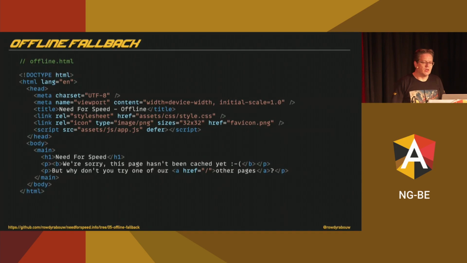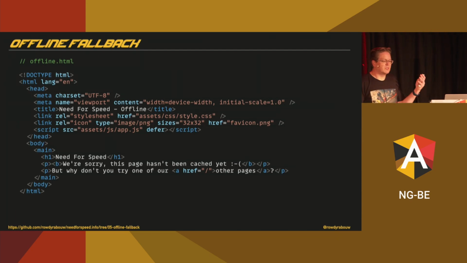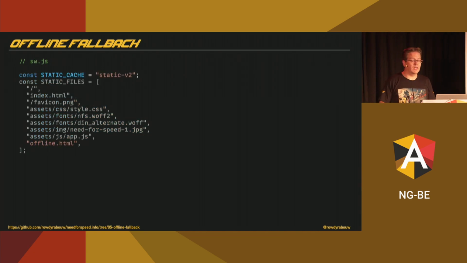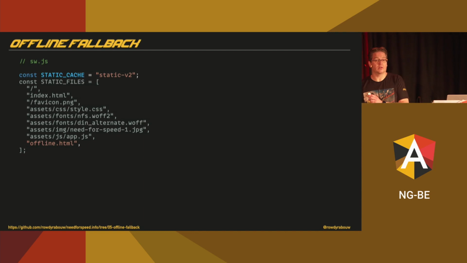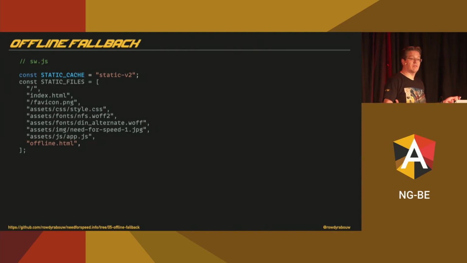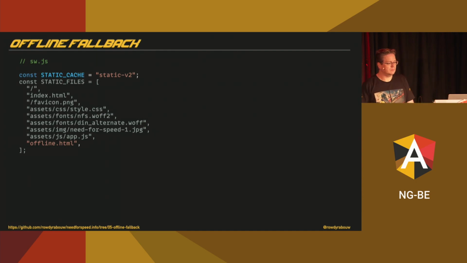We can do better. So we create something called an offline fallback. This offline fallback is a plain HTML file just saying, well, sorry, this hasn't been cached yet. Try some of our other pages. To be able to have this one working, we have to change the service worker again. I add the offline HTML file to the array of static files because I want to have that one available always up front. And as I said, a good measure is to update the version number. So I'm getting here static v2.